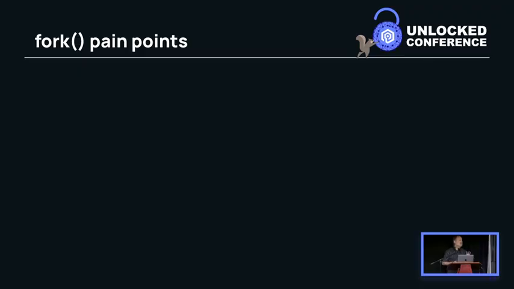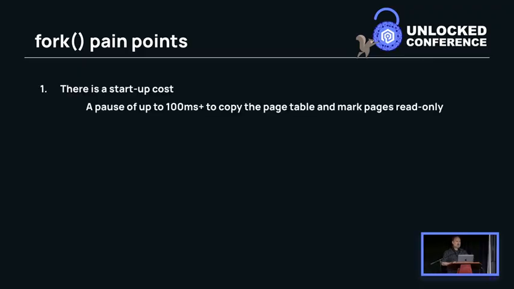So let's talk about the specific pain points in fork. So first off, there's a startup cost. When you do that fork, there is a pause while the operating system clones the page table and marks all the pages as read-only. And I've measured that pause often at over 100 milliseconds, which is a pretty long time in Valkey. I've had other people tell me with certain configurations, large memory, lots of pages, that it can be over a full second. And stopping Valkey for a full second is a problem for almost any customer.